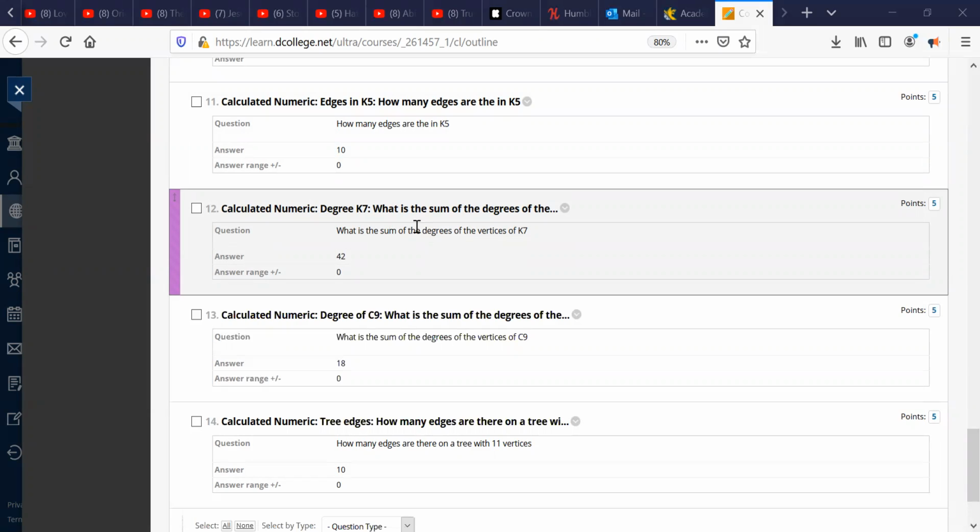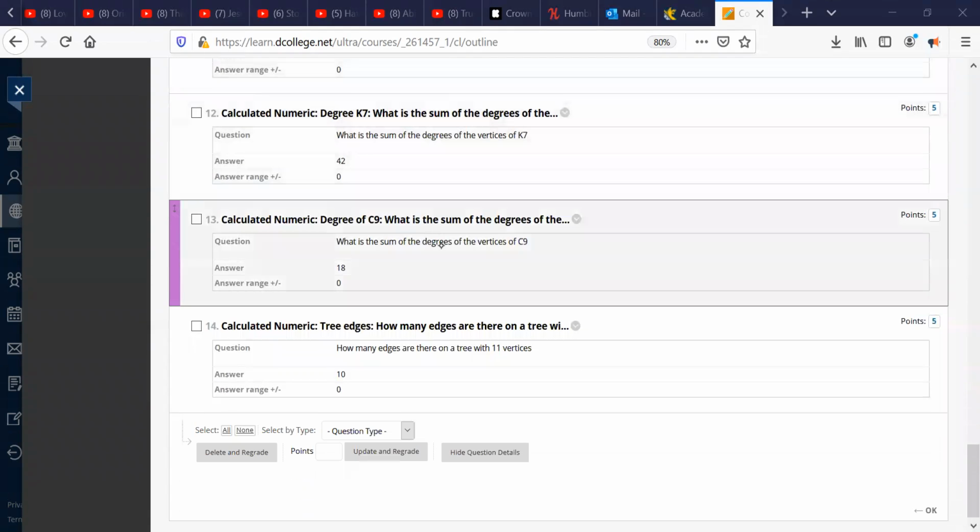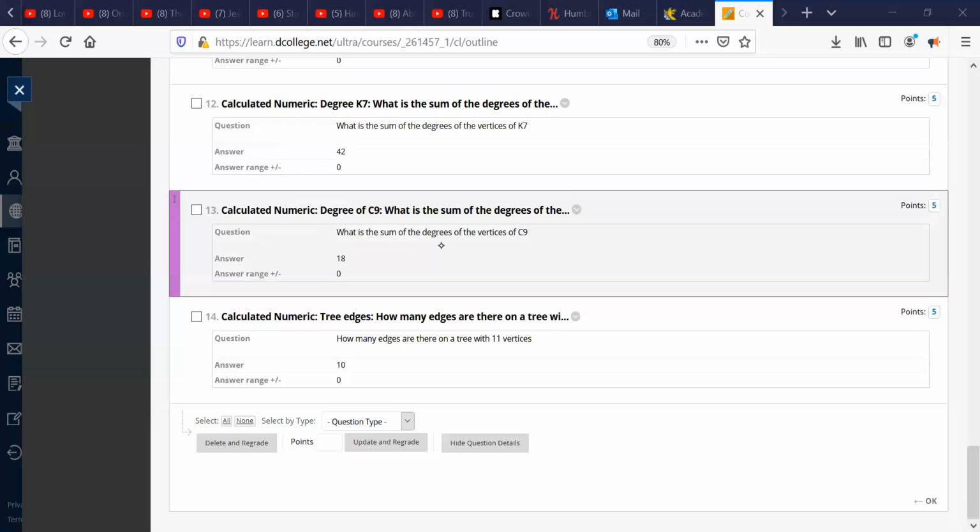Degrees. This is the same basic idea, except we end up doubling it. We calculate that there are 21 edges, but the sum of the degrees is twice the number of edges, because each edge contributes one to the degree on each side. C9: what is the sum of the degrees? A cycle of 9 has 9 edges, and then you just multiply by 2.